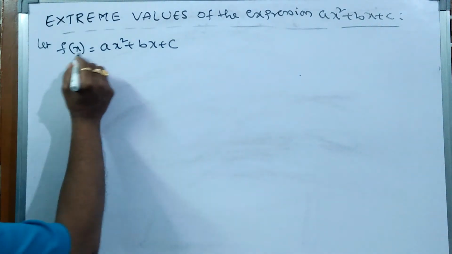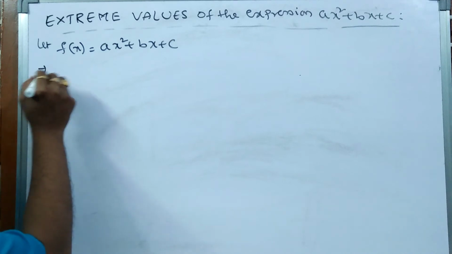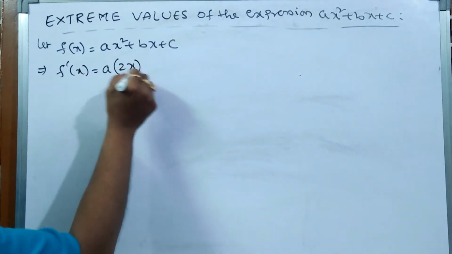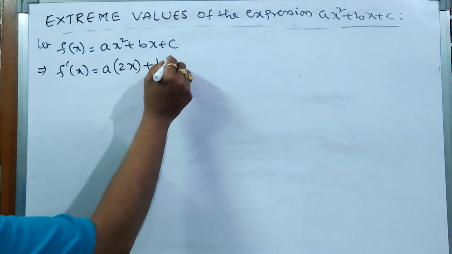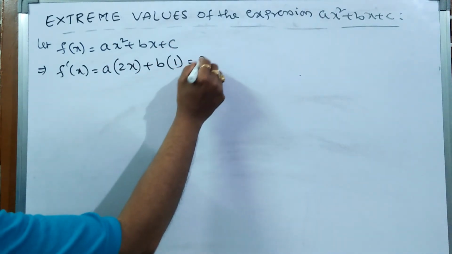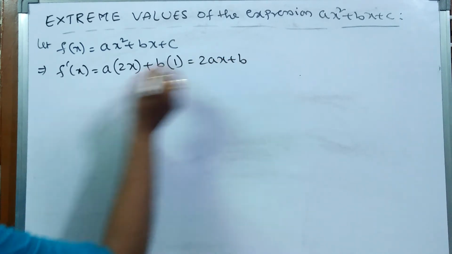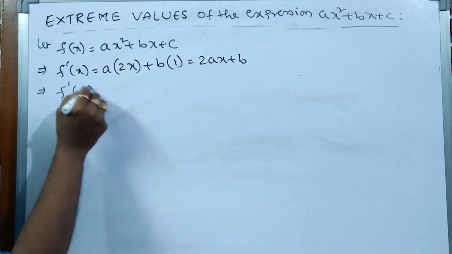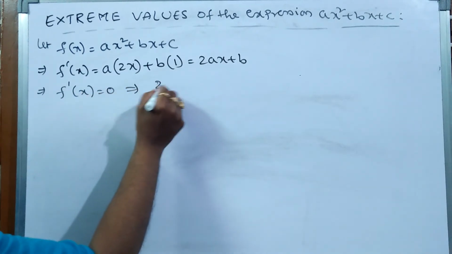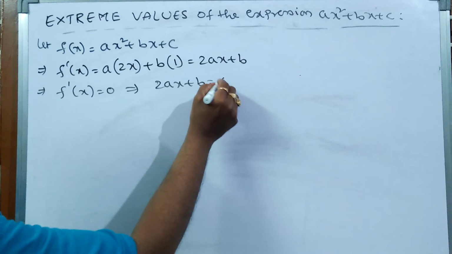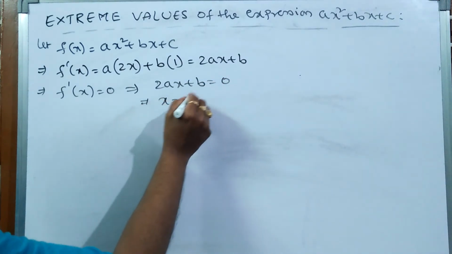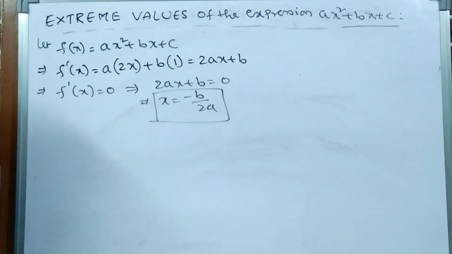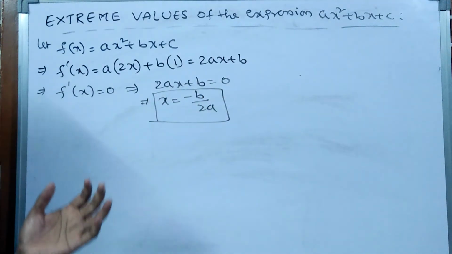That concept we already learned in the maximum and minimum chapter. Now f(x) = ax² + bx + c. Our next step is to find f'(x). What is f'(x)? a times the derivative of x², which is 2x, plus b times the derivative of x, which is 1. So you get 2ax + b. Now equate f'(x) = 0, which implies 2ax + b = 0, so x = −b/2a. Now this is the critical point, or stationary point.